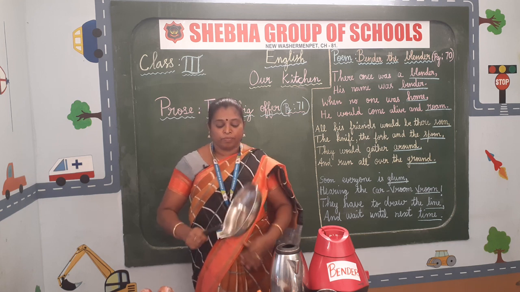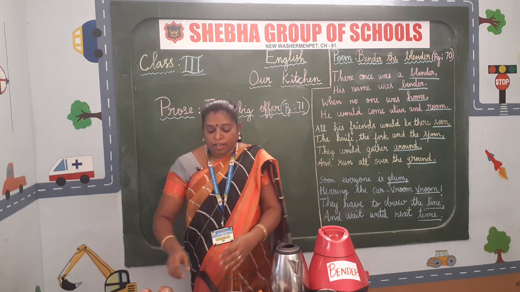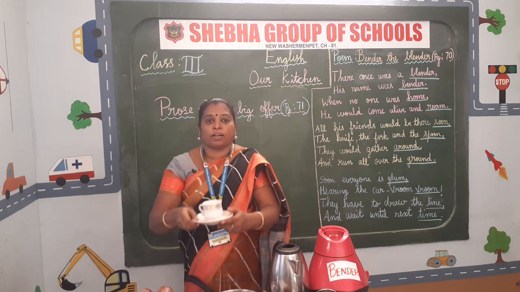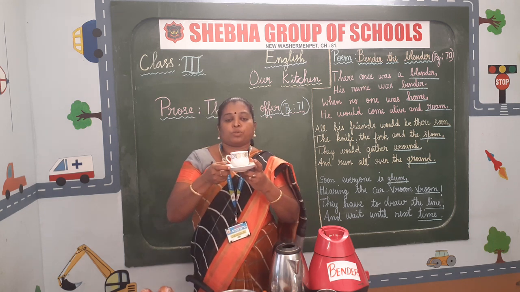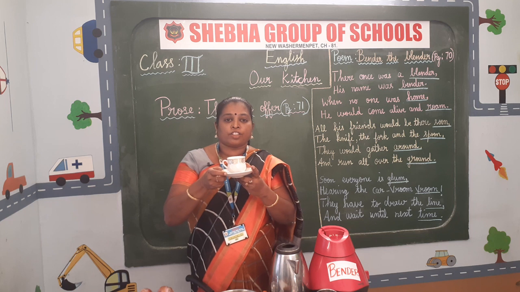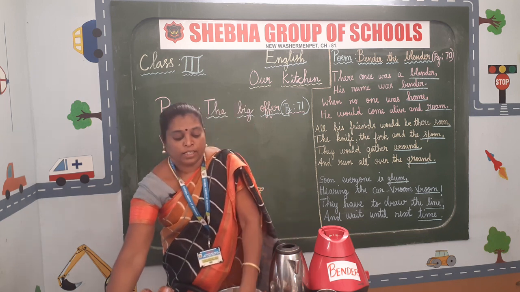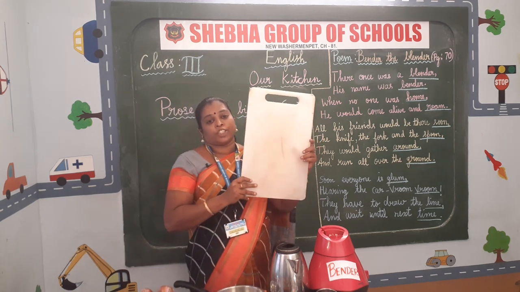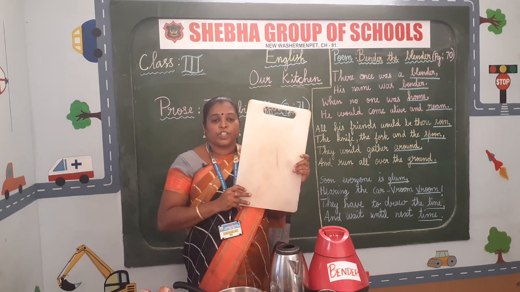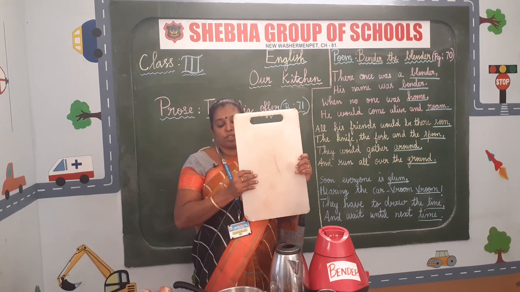Okay children. The next one is a cup and saucer. A cup and saucer is used to drink coffee and tea. The next one is a cutting board. A cutting board is used to chop vegetables and fruits.